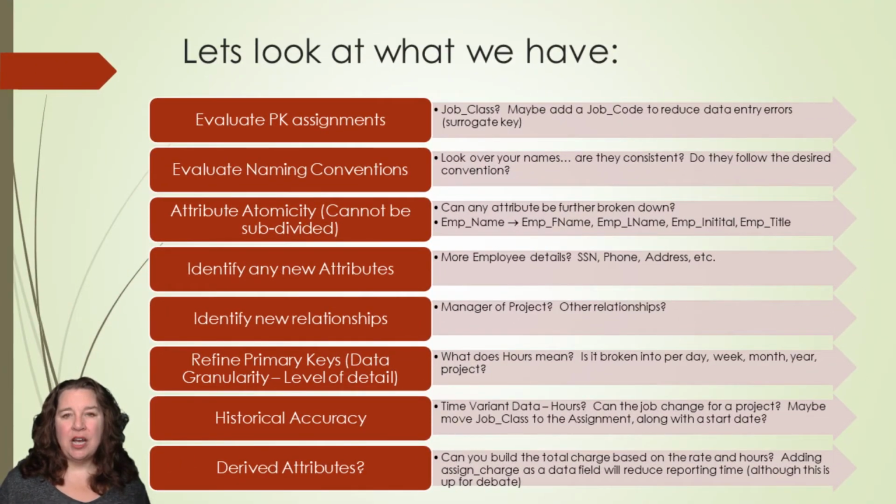So we're going to stop and we're going to look at what we have. We're going to look at the data that we have, and we're going to start making some evaluations. First off, we're going to look at our primary keys. Do they make sense? Should I maybe add a job code instead of the class so that I can have a number instead of a string? Remember, we don't like having strings as primary keys if we can avoid them. They really hurt with data entry, and they're strings, which are just annoying. So we're going to reevaluate our primary keys.